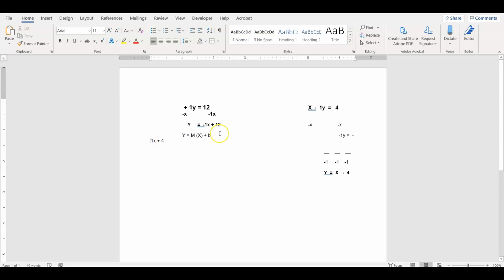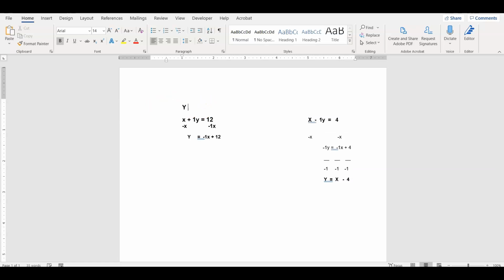oh, what did I do? Sorry, a little formatting error. But we have y equals mx plus b.